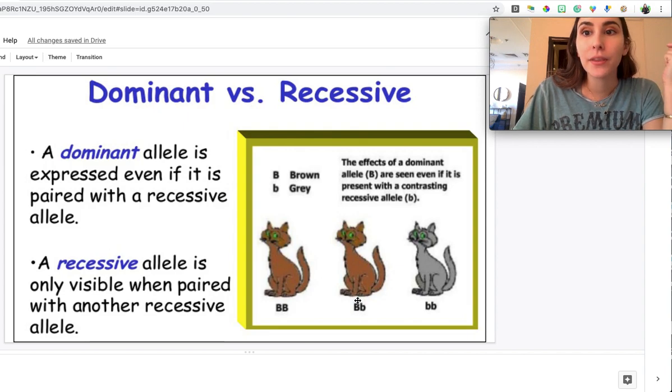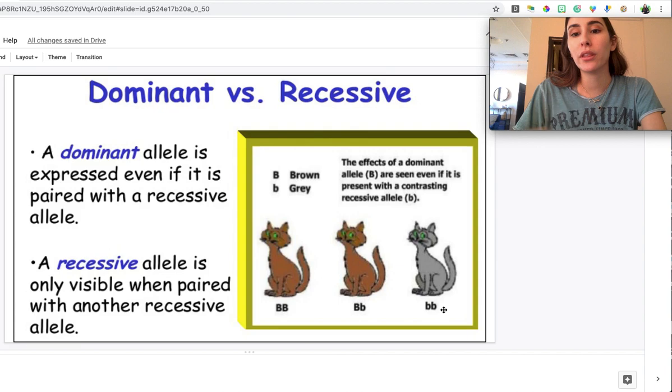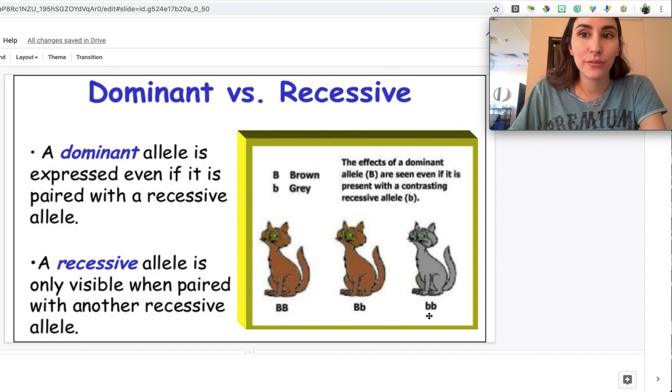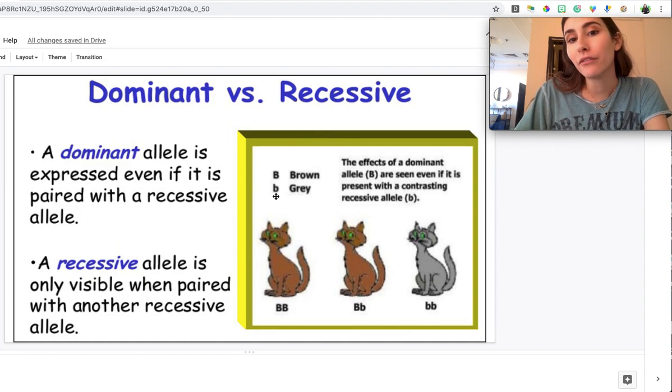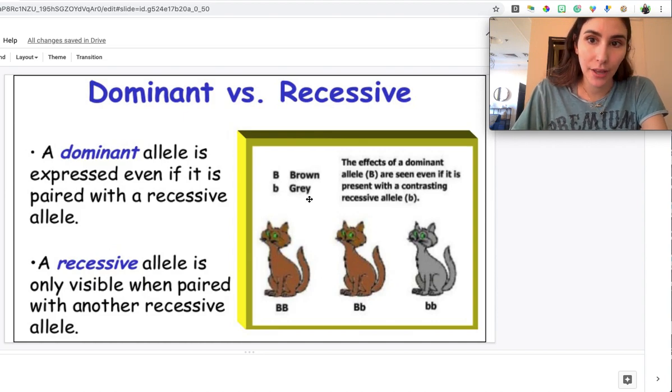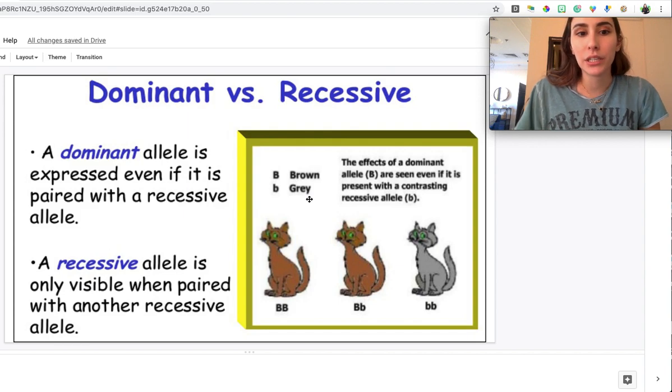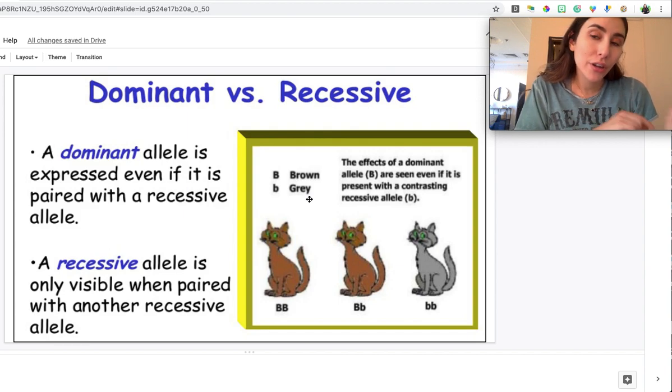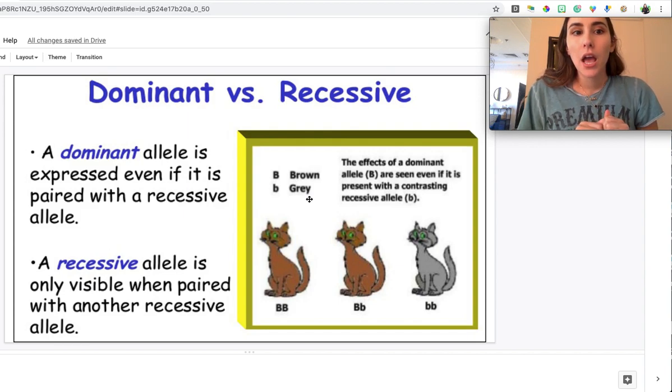Because like we said, as long as there is one dominant allele present, the dominant trait will show. In the last example, we see a cat with 2 recessive, lowercase alleles, meaning for sure it's going to be gray. And that is the only time that the recessive allele is going to show, because it's paired with another recessive allele.